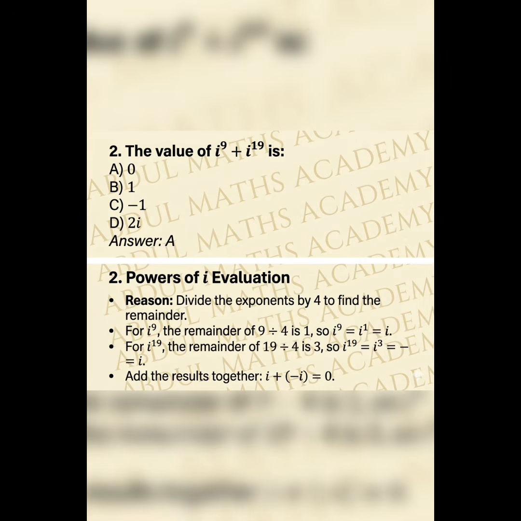Then the second MCQ is iota power 9 plus iota power 19, and its correct answer is 0, option A. If we have a higher power, we divide the power by 4, and the iota power of the remainder is the answer. Iota 9, if we divide by 4, the remainder is 1, so iota power 1 is equal to iota. If we divide 19 by 4, the remainder is 3, so iota cube is equal to minus iota, so iota minus iota is equal to 0.